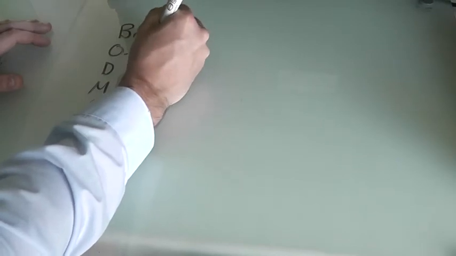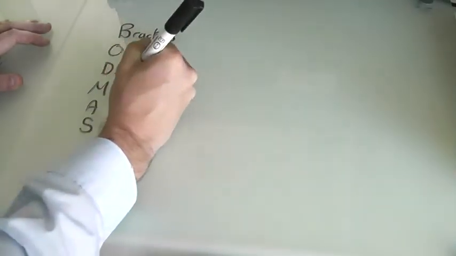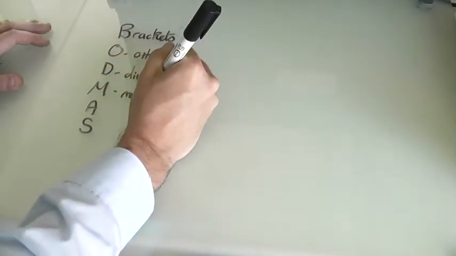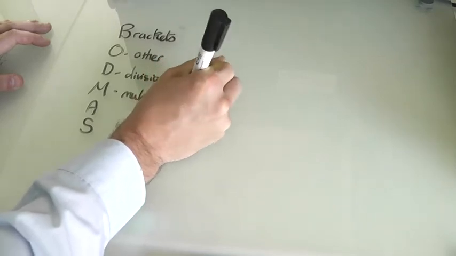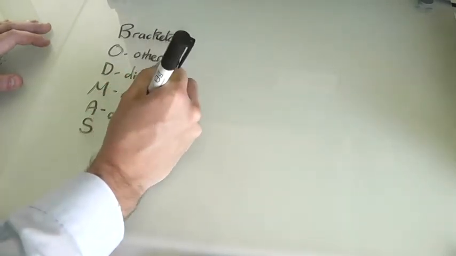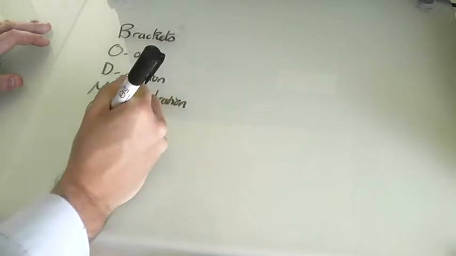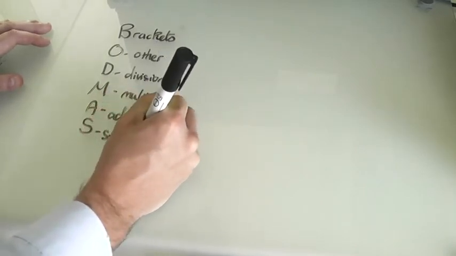Okay, so this is the order in which you do things in mathematics. It applies to pretty much everything. Each one of these stands for the operation that you're going to do first. This first one is brackets. This one is other. This one is division. This one is multiplication. This one is addition. And this one is subtraction. So this is the order in which you do things.